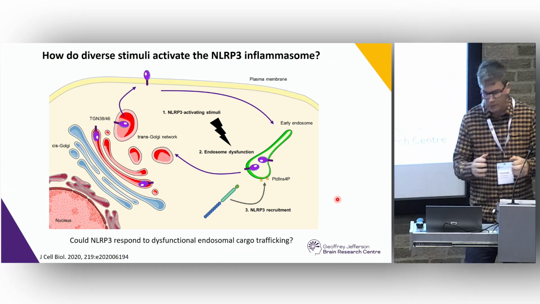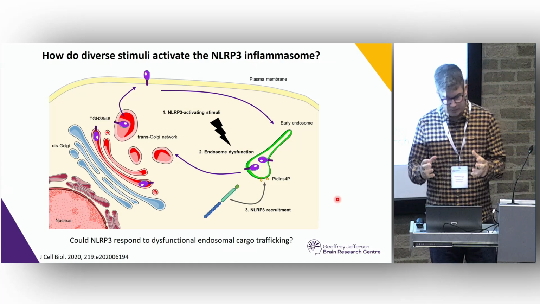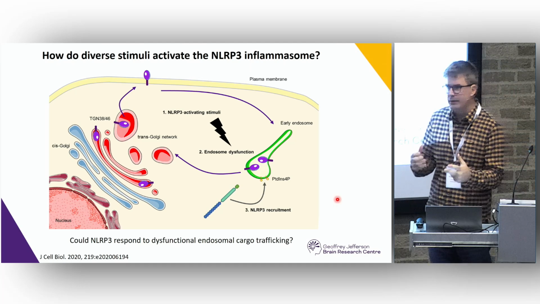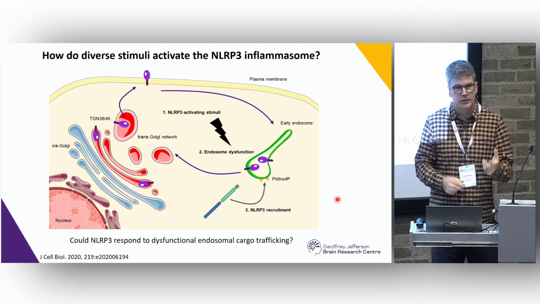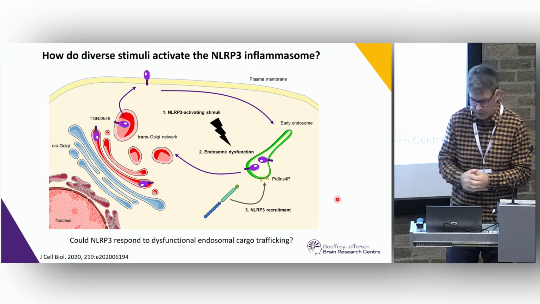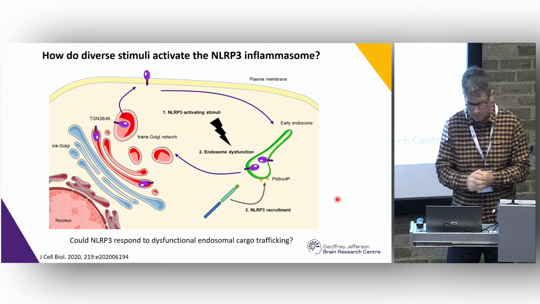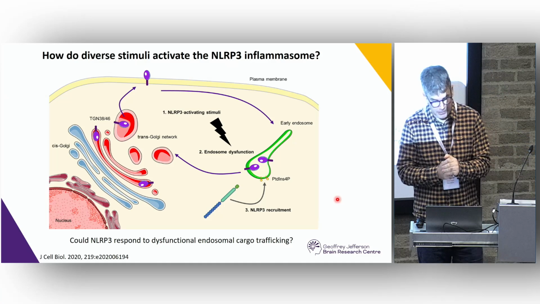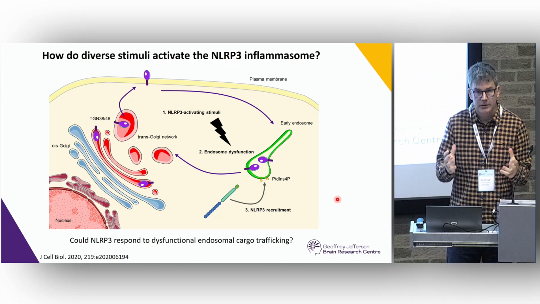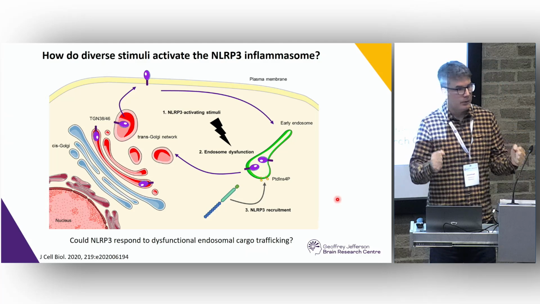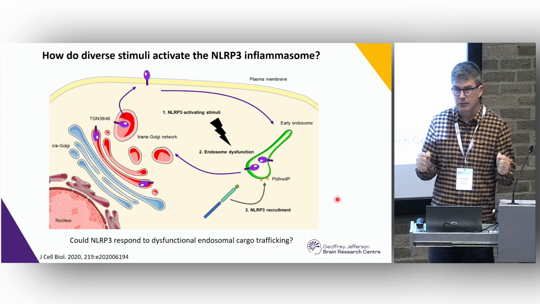So as I mentioned, one of the questions that's been in the field is how do these diverse stimuli activate NLRP3? And we've been very interested in this because we think if we can understand NLRP3, we can target it in models of brain inflammation, which I'll illustrate in a few minutes. A few years ago, James Chen published this brilliant paper about the mechanism of NLRP3 activation, which suggested that it was the fragmentation of the Golgi apparatus that was important.